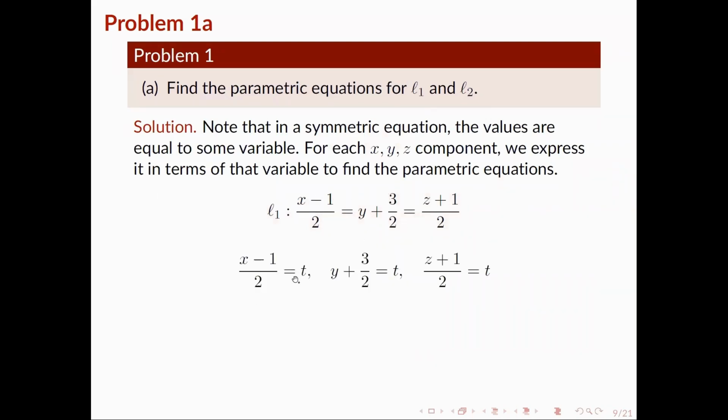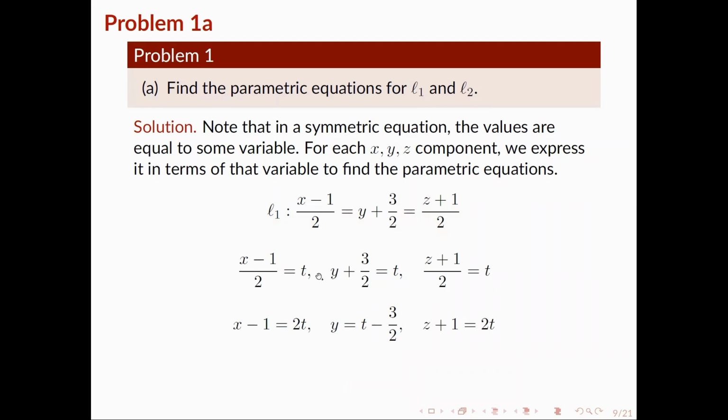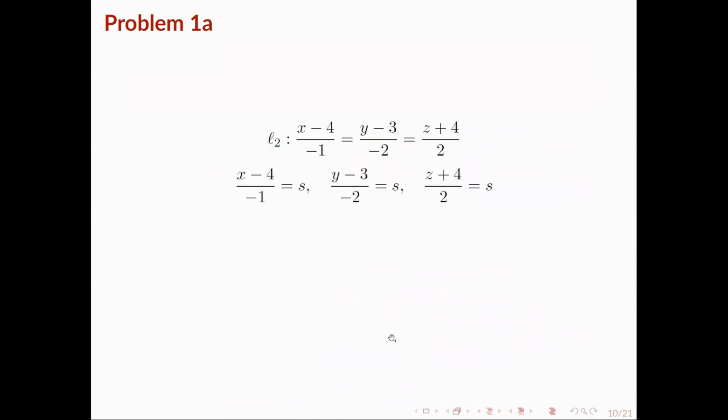And so we have this, x minus 1 over 2 equals t, y plus 3 halves equals t, and z plus 1 over 2 equals t. And upon solving for x, y, and z, we're going to have these parametric equations for L sub 1. X equals 2t plus 1, y equals t minus 3 halves, and z equals 2t minus 1. Now for L sub 2, we're going to do the same thing.